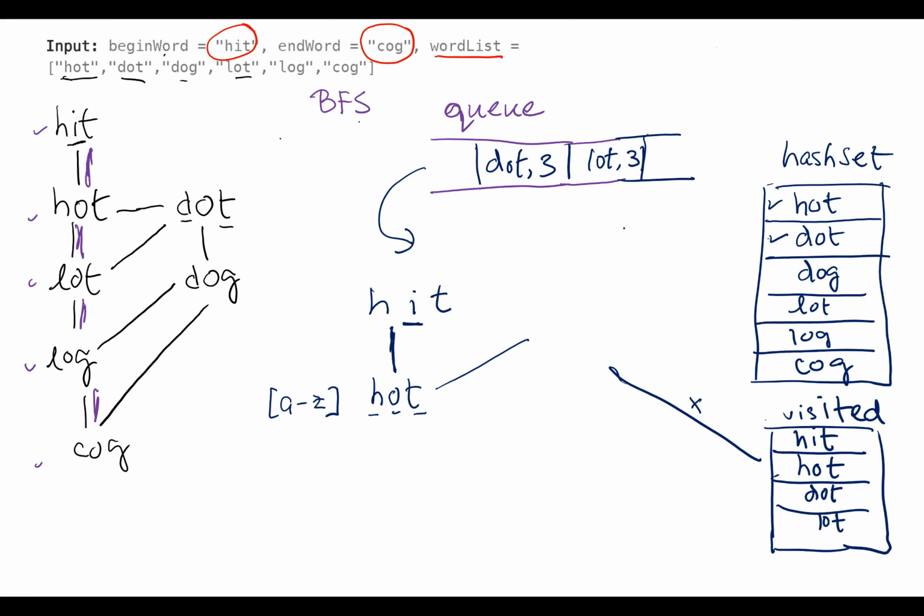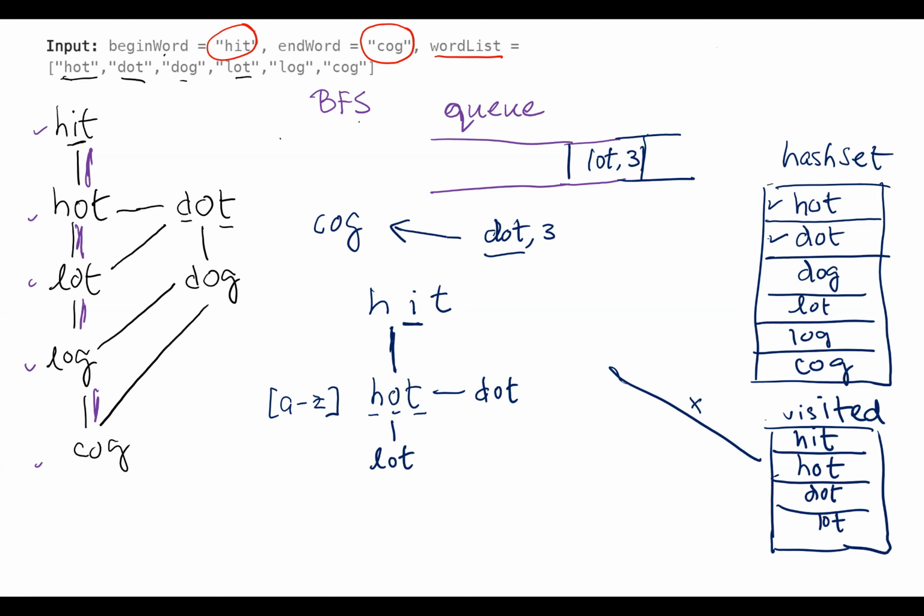Okay, next. So I have got dot, I have got lot, right? Every time I take any word out of the queue, say I take dot out of the queue, I have to check if this is the end word. My end word is, say, cog, right? The first thing I have to check is whether this is already the end word. If it's the end word, I just return this, right? Obviously dot is not equal to cog right now.